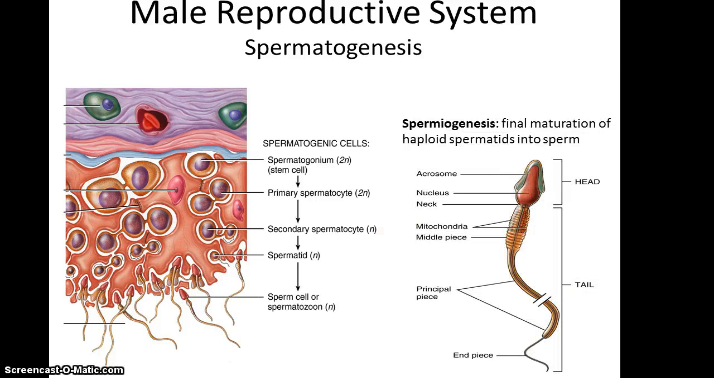And at the end of spermatogenesis, you will get a sperm cell that looks like this. It is a haploid cell with a head and a tail. The tail is the flagellum, the only cell in the human body that has a flagellum. And the head has an acrosome, which will help it penetrate the oocyte, should it be lucky enough to get there.